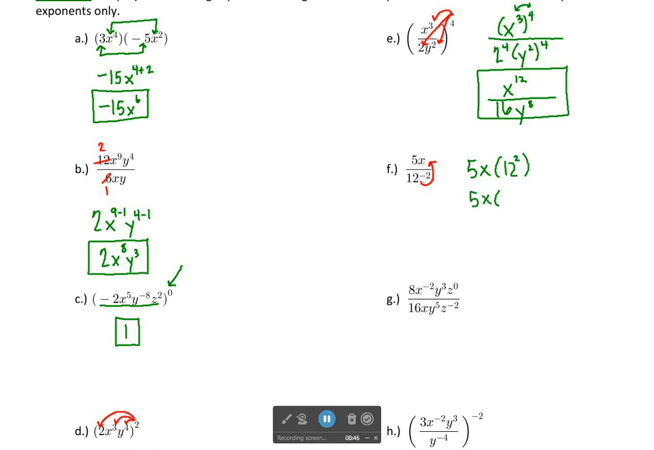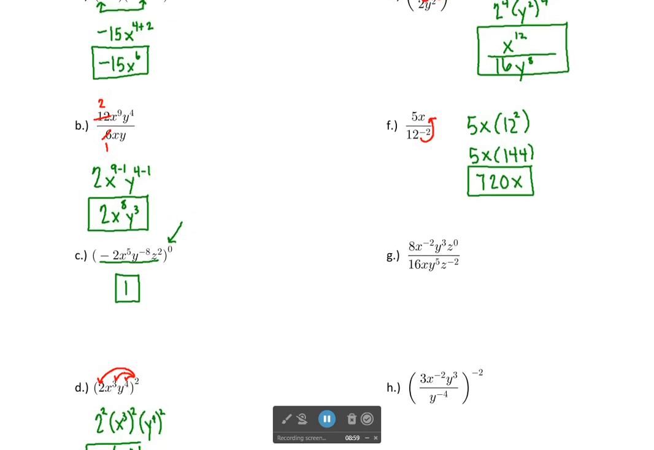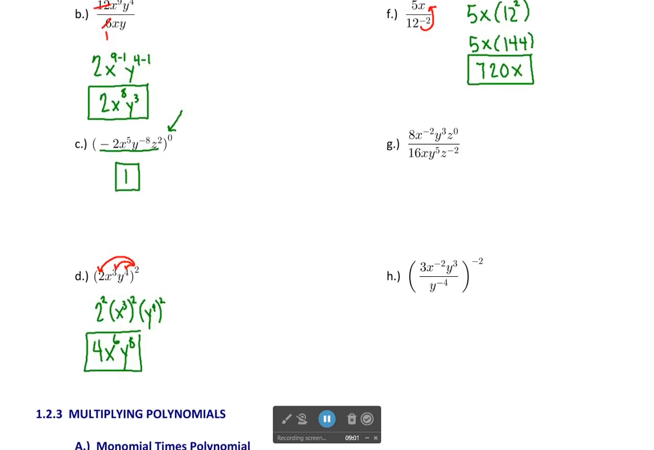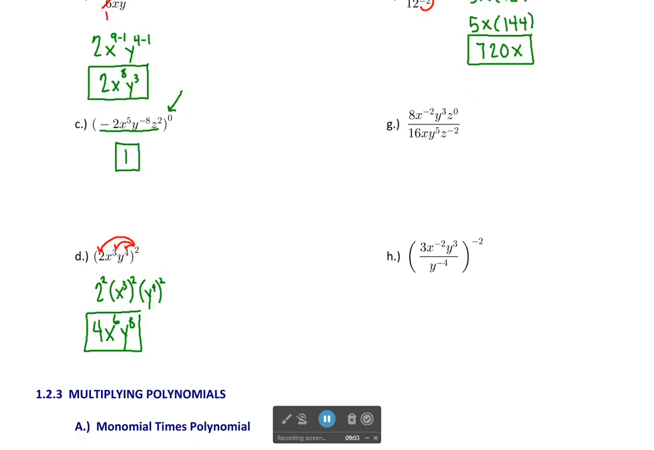Then we can execute 12 squared to get 144, and 5 times 144 gives us 720. So our final result is 720x. Next, we have a big quotient to simplify. The first thing I would do is simplify our numbers.